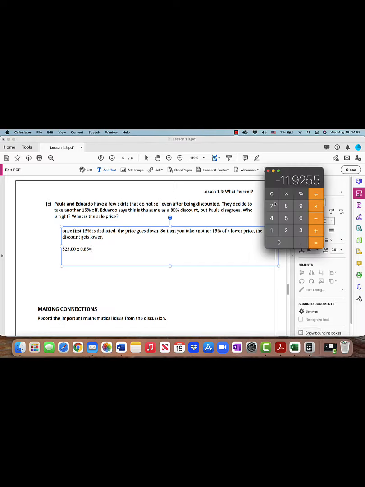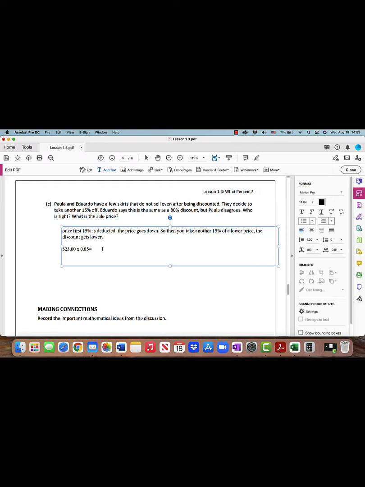Let me clear it right here, and let's calculate it. So it's $23 multiplied by 85%. So it's 19.55. That's the same number that we had in Excel. All right, so that's 15% off.